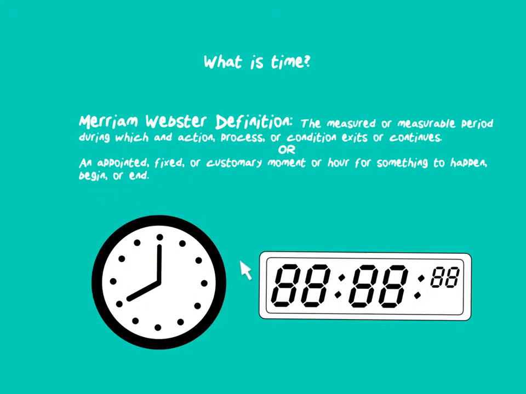So to the left here, this is a regular analog clock that you might see in many of your classrooms. And then this clock is a digital clock, sort of like a stopwatch.